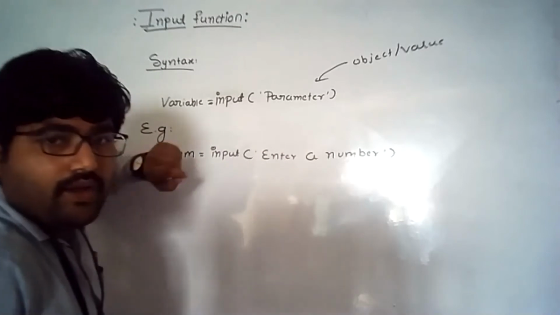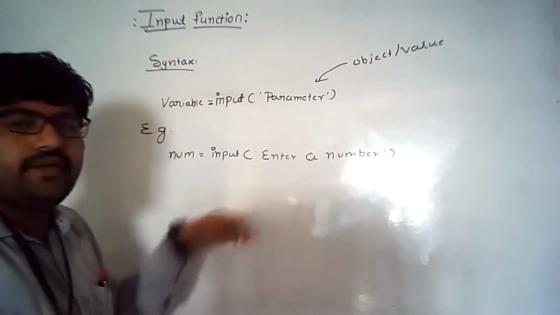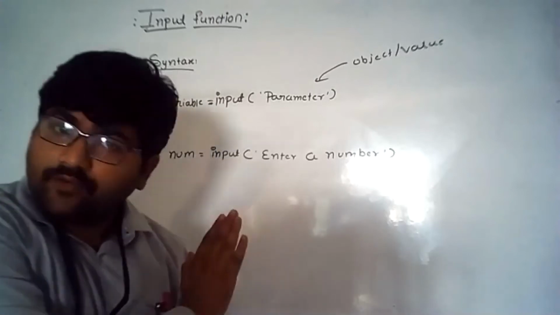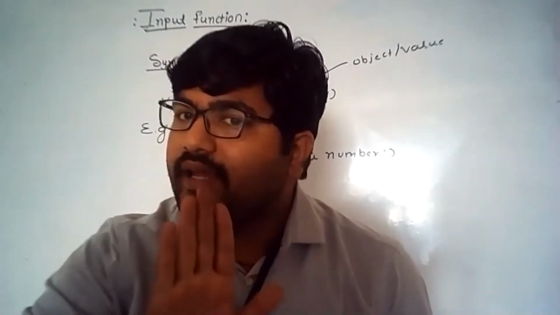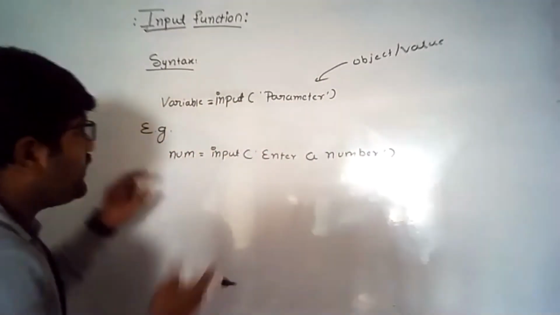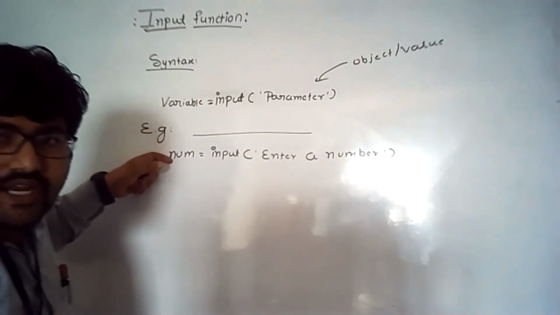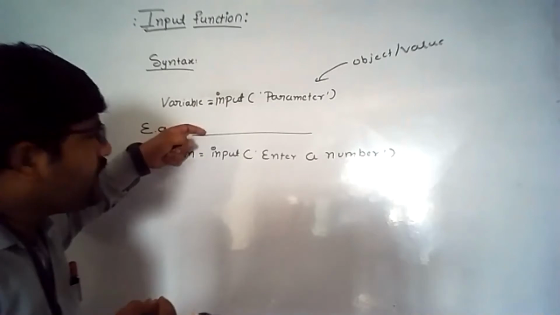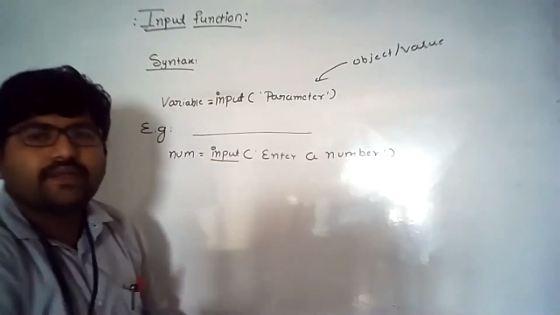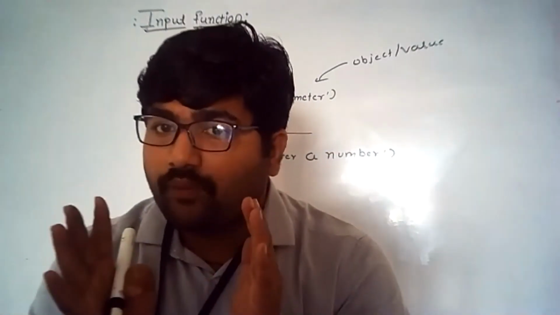So I came to this line. What did I get here? Is it an input function? Yes. When the input function comes, the program will stop there. I am an interpreter now. I executed this line, then I came here, I see the input. There I need to stop.